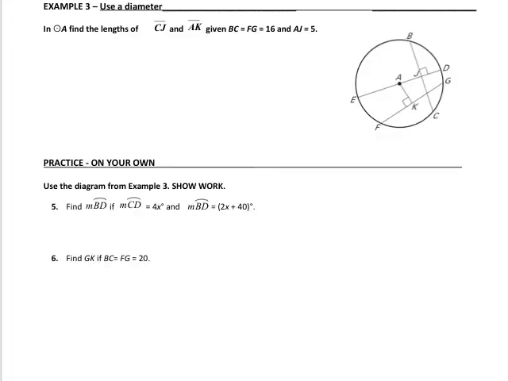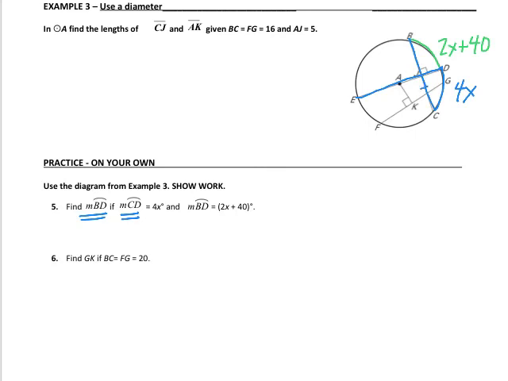All right, the last thing you need to finish up is practice on your own, numbers 5 and 6. And in order to do that, I want to give you a little hint. It's asking you to find the measure of arc BD if the measure of arc CD in the diagram is 4x. So if CD is 4x and BD is 2x plus 40, you can solve for that because, as I mentioned in the previous problem, ED, the diameter, is cutting this chord in half.